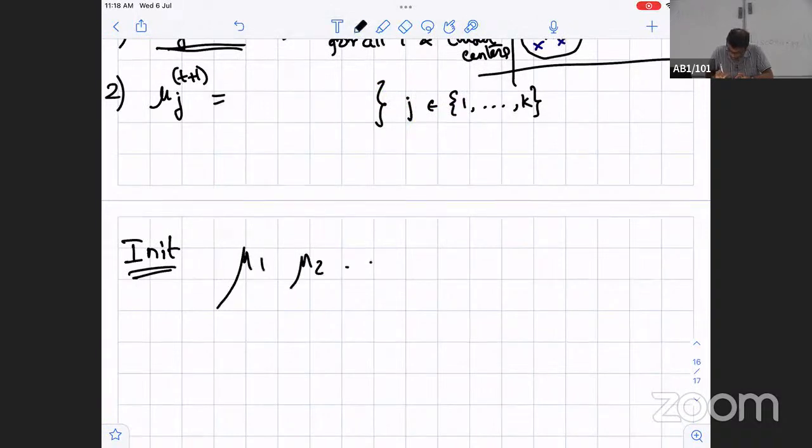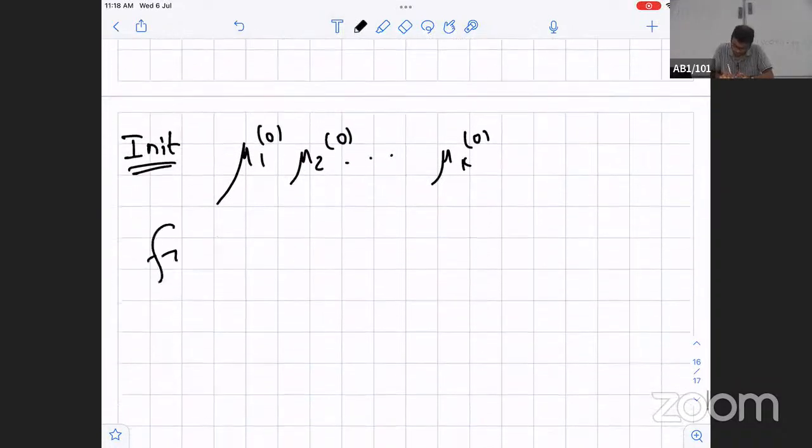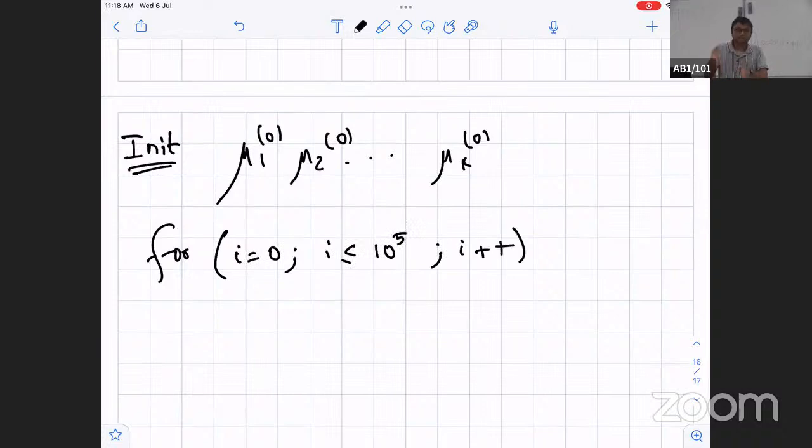Mu 1, mu 2 up to mu k of 0. This is fine. Then I will have a for loop. Actually I should be checking till it is converged, but I will run it for a long number of times, i less than or equal to 10 power 5. Let me run it for a long enough time so that I don't have to bother about convergence. So this is the outer loop.